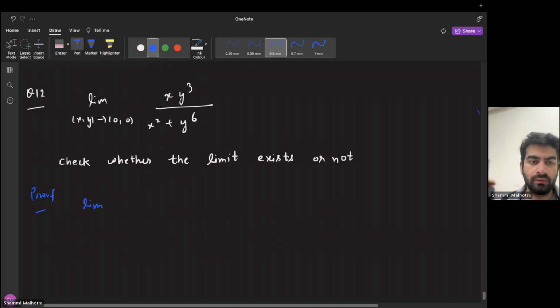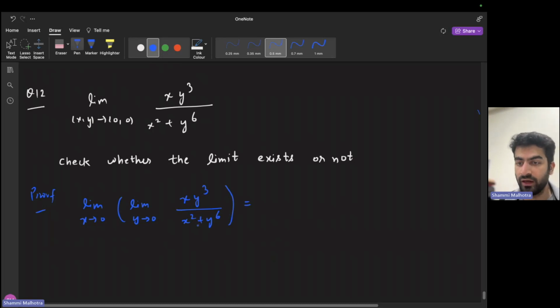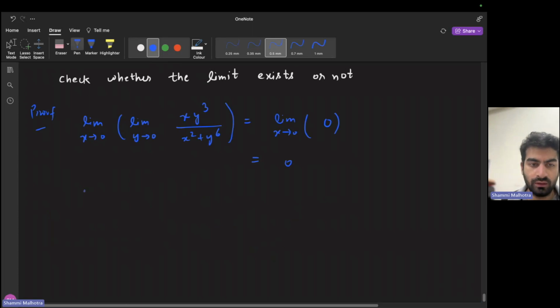So limit x tending towards 0, limit y tending towards 0, of x y cube over x square plus y to the power 6. Whenever x is non-zero, the denominator is non-zero, but the numerator is 0 when y tends to 0, so the limit turns out to be 0 for any non-zero x. And when x tends towards 0, this will be 0. So this will be my candidate for the limit. Now let us see what we can do.